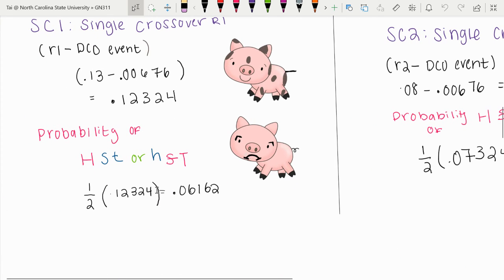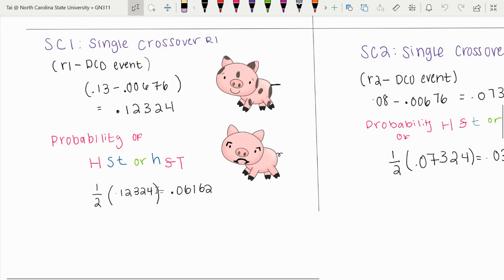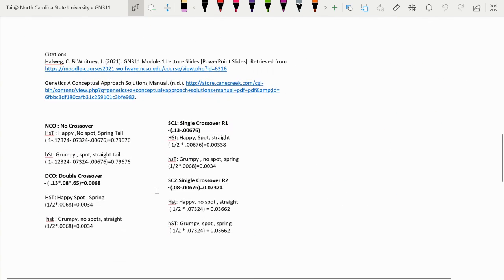So, to calculate the probability of a gamete for a single crossover, you will take your R1 distance and subtract the DCO event from the value that we just found. So 0.13 centimorgans minus 0.00676 for a value of 0.12324. Again, this is not our final value, so the probability of getting either a happy spotted straight-tailed pig or a grumpy no-spot spring-tailed pig, we will take the value we just found and multiply that by 1/2. So for a specific gamete from this event, the probability would be 0.06162. All right, that's my citations and the rest of my calculations.